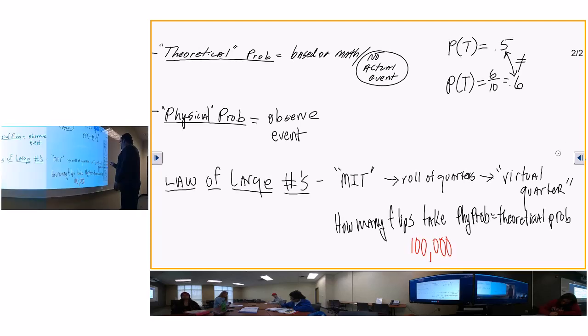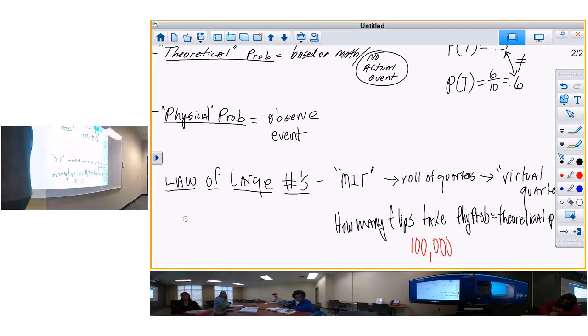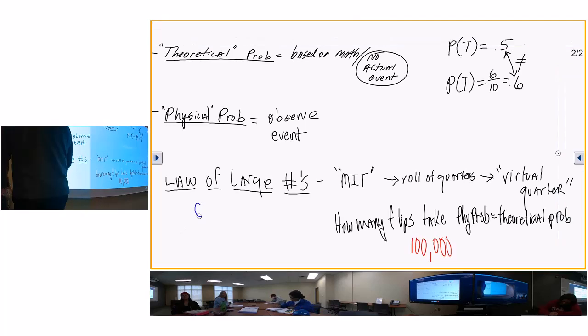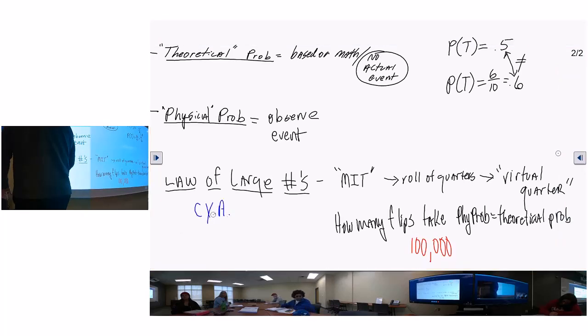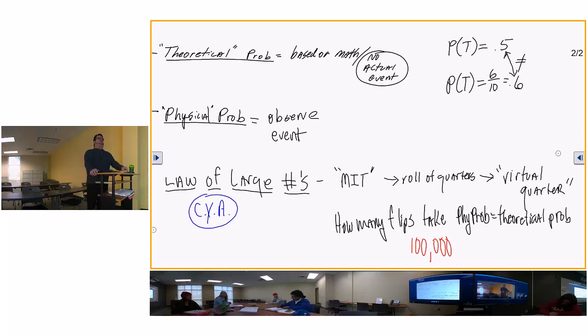The law of large numbers basically tells you, if you are ever faced with any probability or statistics in your job, CYA. What is CYA? In the real world, what does CYA mean? Oh, come on, people. Cover your rear end. You knew what it meant. What does that have to do with the law of large numbers?